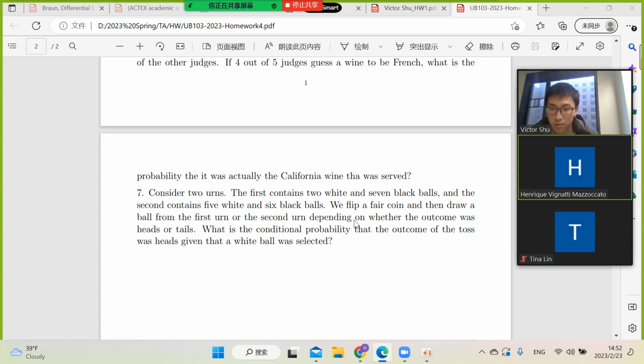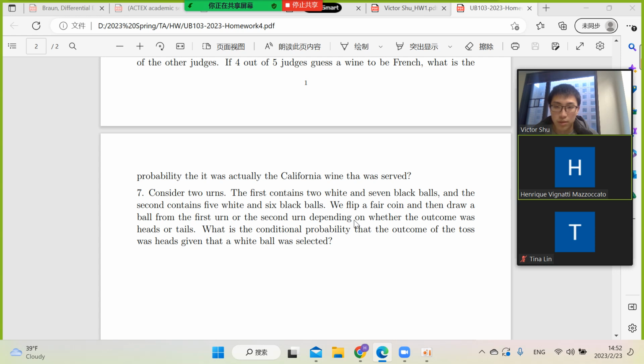The probability of white ball is a little more complicated to calculate because you should divide it into two parts: the probability of white ball given I tossed a tail plus the probability of the white ball given I tossed a head. So basically you just play with the Bayes formula many times to make each probability easier to calculate.